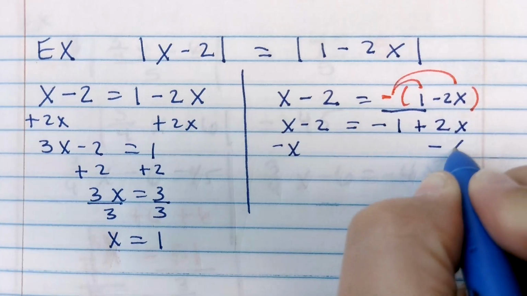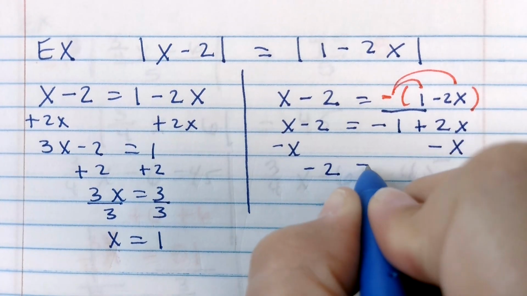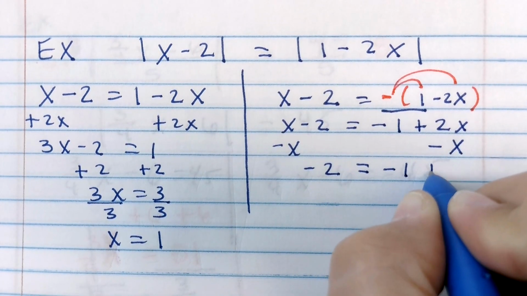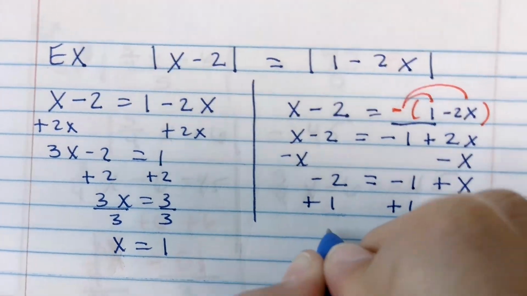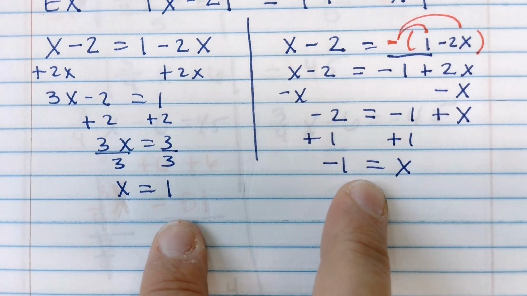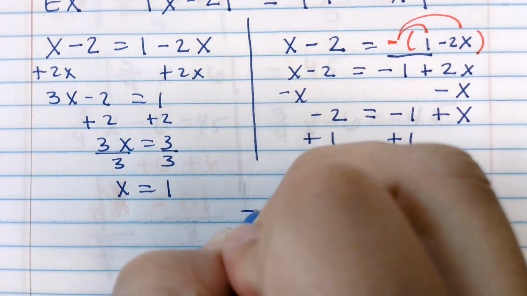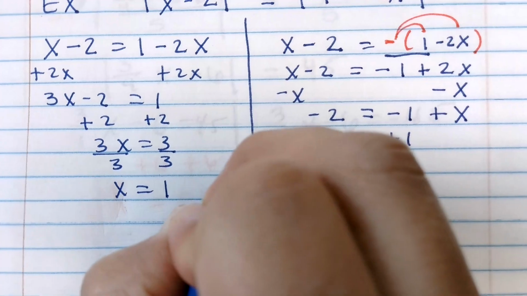I'm going to move my x to the right just because. It gives me negative 2 equals negative 1 plus x. Add 1. Negative 1 equals x. So I have two answers, positive and negative 1. Put them in order from least to greatest and put them in set notation.